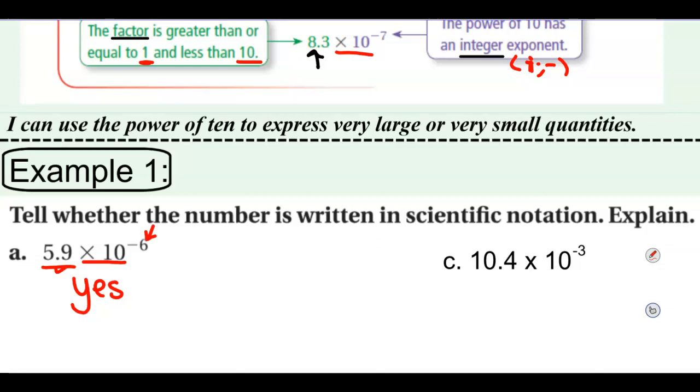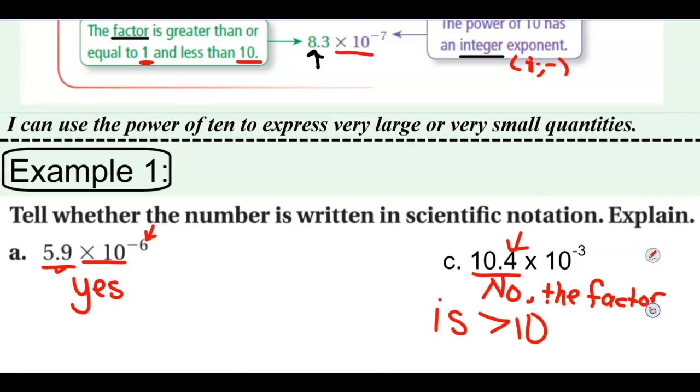All right, let's look at C here. I don't know why I skipped B, but we're going to look here. Is this factor between 1 and 10? And the answer is no, it's not. It's actually greater than 10. This 0.4 means that it's greater than 10. So this is not scientific notation, and the reason why is the factor, which is just our number off to the left, is greater than, that's my greater than symbol, 10. The other stuff in there is okay, but specifically the factor, if it does not come between 1 and 10, it's not scientific notation.